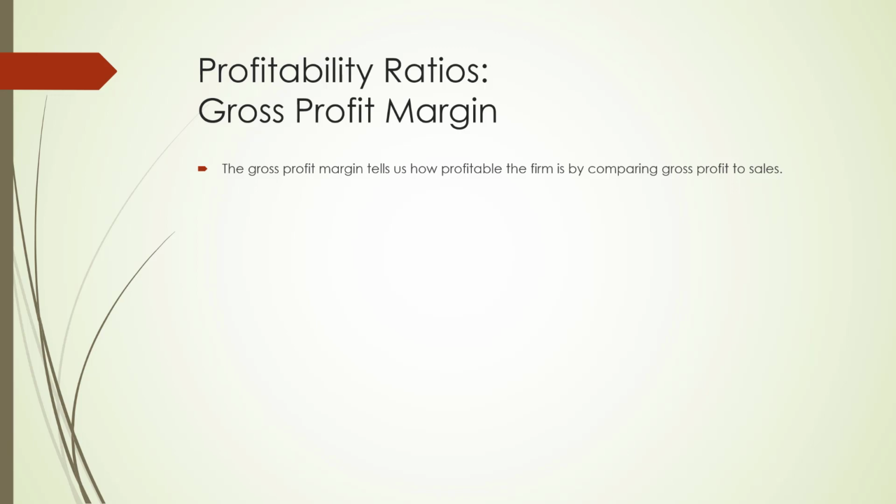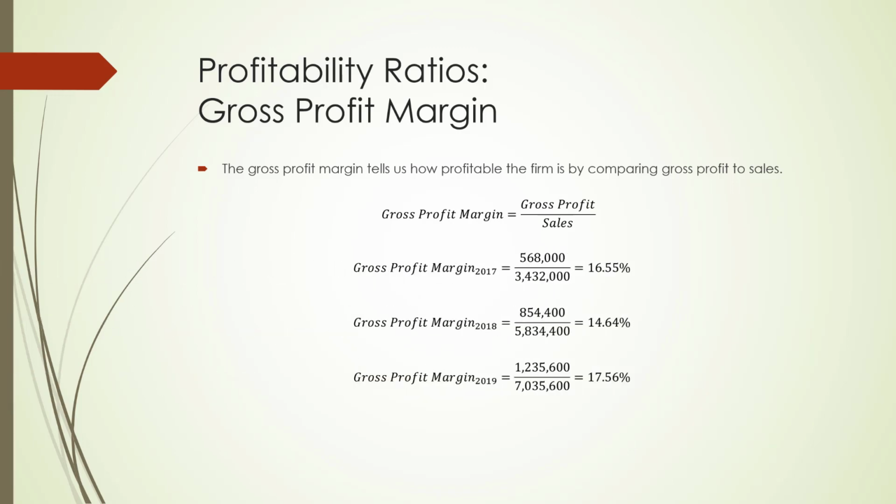Remember, the word margin means some profit measure divided by sales. And so the gross profit margin is simply gross profit divided by sales. So this is before subtracting any of your operating costs. Gross profit, remember, is sales minus cost of goods sold. So this gives us a gross measure of the profit, or the profit that's available to pay operating expenses, interest expense, and taxes. So the gross profit margin has been fairly stable, from 16.5% down to 14.5%, and then back up to 17.5%. So there's some variability. It suffered a little bit in 2018, but not too bad.